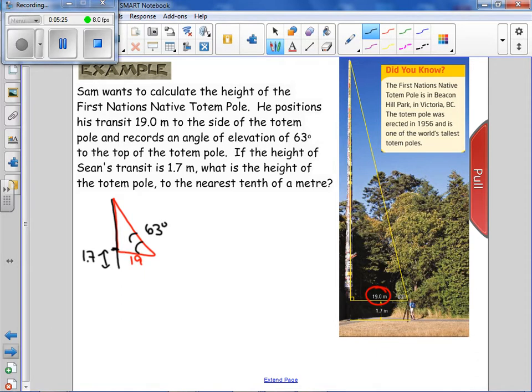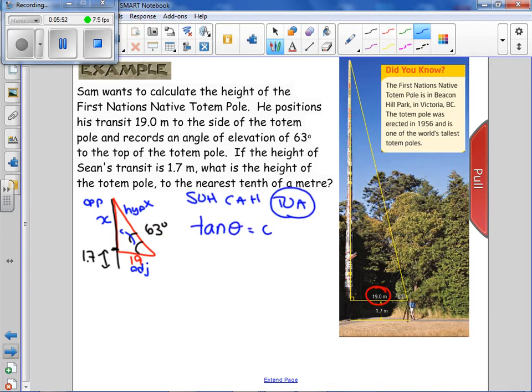So this is going to be a two-step question. The first thing I need to find, I'm going to call it x, is this distance right here. So I label my triangle according to my angle, which is 63. That's the hypotenuse. I don't know it. I don't need it. This is the opposite. And the 19 is the adjacent. So in SOHCAHTOA, the one that has O and A is TOA, so I'm going to be doing a tan. So now I fill in what I know. I do know theta, it is 63. My O is x, my A is 19.